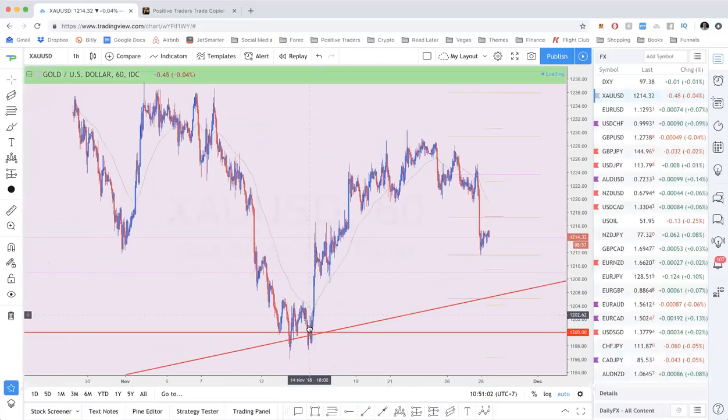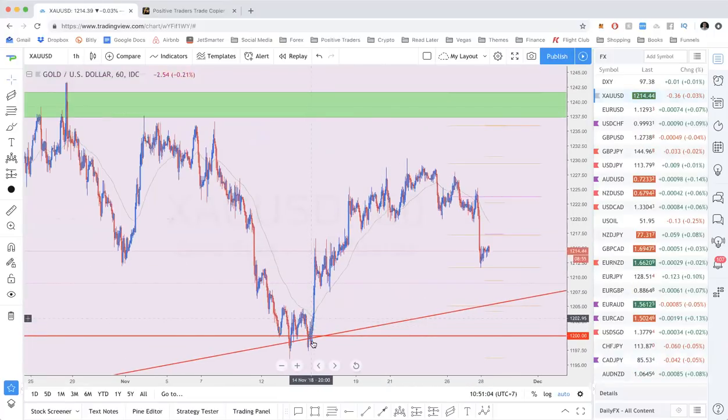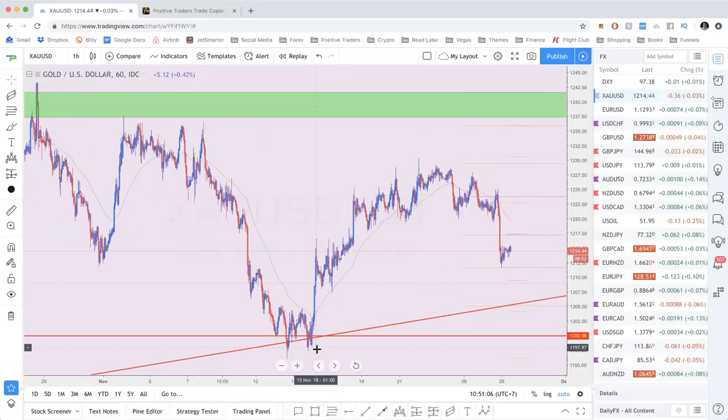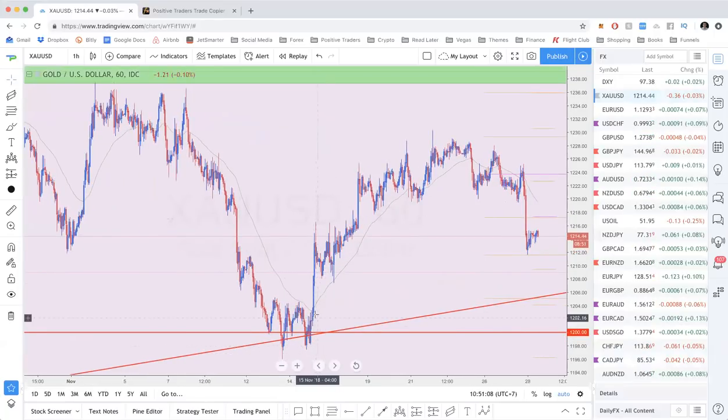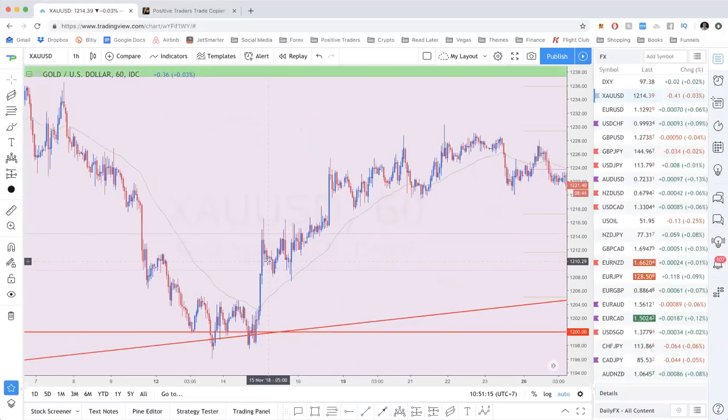We bought gold right here, 1203. Our stop loss was just below, at like 1196. I remember that. We had like a 70 pip stop loss, and our take profit was 1219, right there. We took profits really early.